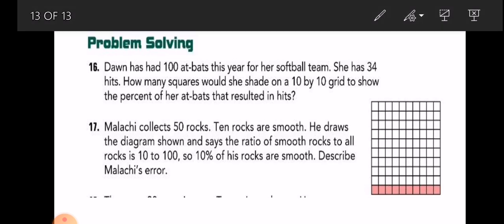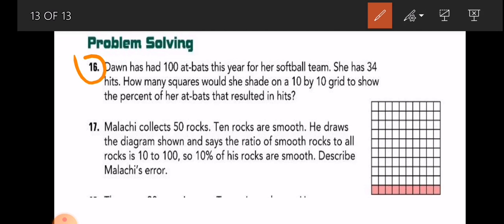Let's see the problem solving and the last part. Number 16. Dawn has had 100 at-bats this year for her softball team. She had 34 hits. How many squares would she shade on a 10 by 10 grid to show the percent of her at-bats that resulted in hits?